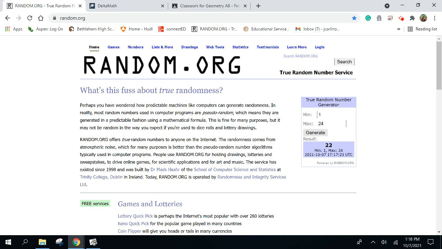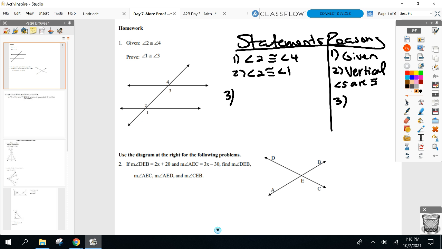So what is true now, based on those two? No more diagram, Jonathan. What's true based on those two? Angle 4 is congruent to angle 1. All right, you know what's going on. How did you do that? Using what? There you go, substitution.